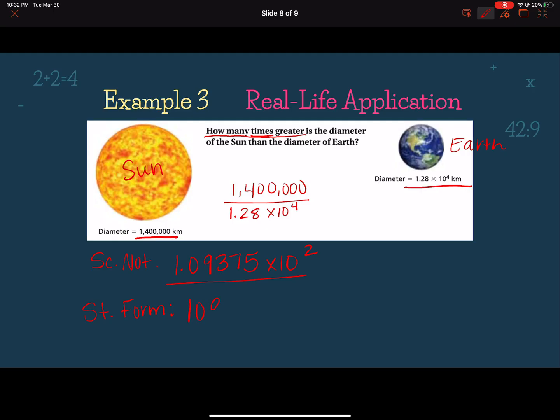And that's going to be 109.375. Okay, so the sun is about 109 times bigger, in diameter, of course, because that's what we were measuring, than the Earth. Cool. So anytime you see that how many times, that's telling you you're going to divide. I know it seems weird because of that word times, but just think back to Bill and Susie's candy stashes.